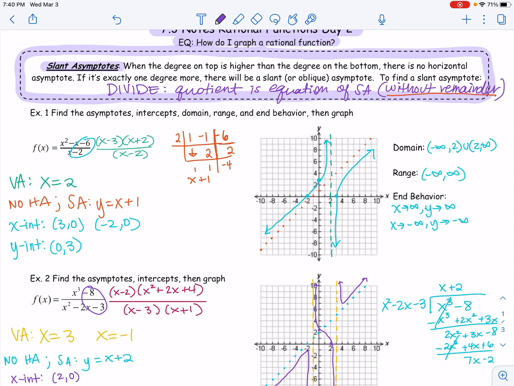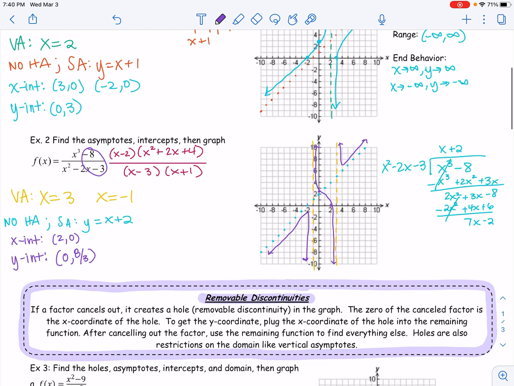Okay, so this, like I said, is really nothing different than what we just did, other than we need to remember when we don't have a horizontal asymptote, when it's top heavy, we need to check to see if it is exactly 1 degree higher, we need to divide and find that slant asymptote.